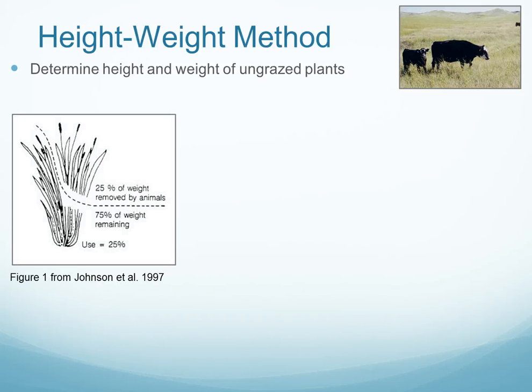And it's important to consider how biomass is distributed in grass plants. Usually, the biomass of a grass plant is concentrated near the bottom of the plant. So what we see in this diagram here is a line showing that if we removed this amount of the grass, 25% of the weight has been removed and 75% of the weight remains. Now, obviously, more than 25% of the height of the plant has been removed.